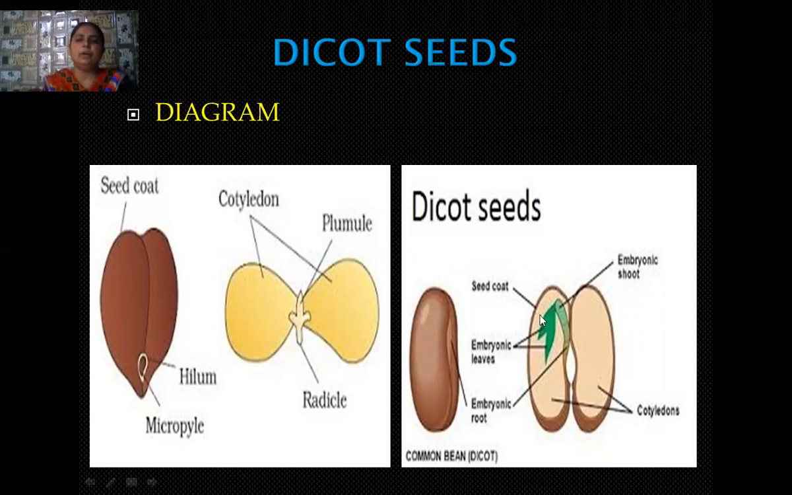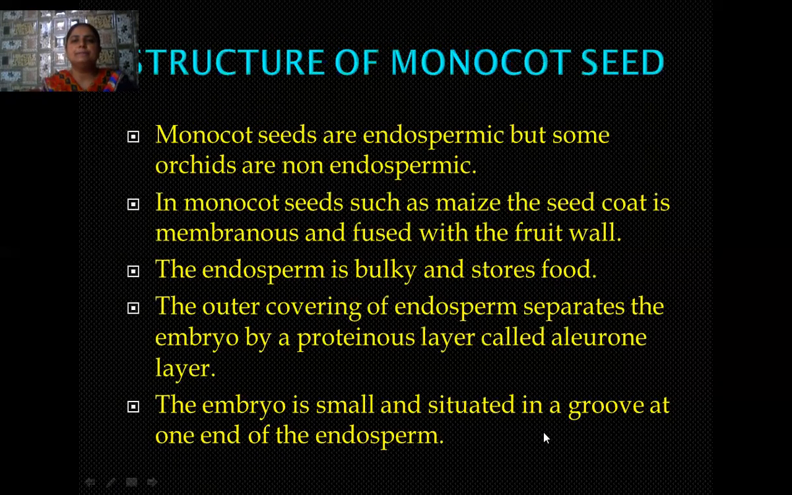So here you can see the dicot seed of rajma. So here again embryonic leaves are present. Then a seed coat is there, which is the outermost wall layer. This is the embryonic shoot, this is the embryonic root, and these are the fleshy cotyledons.